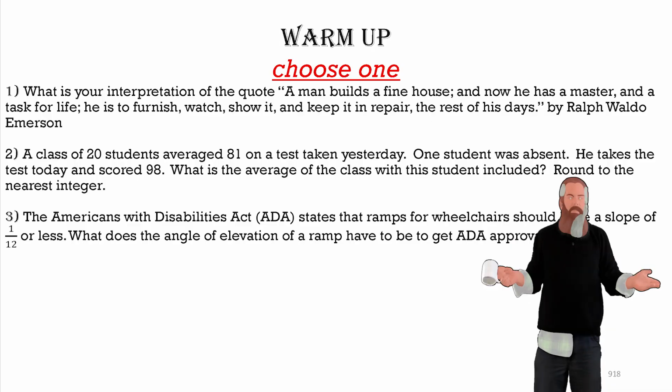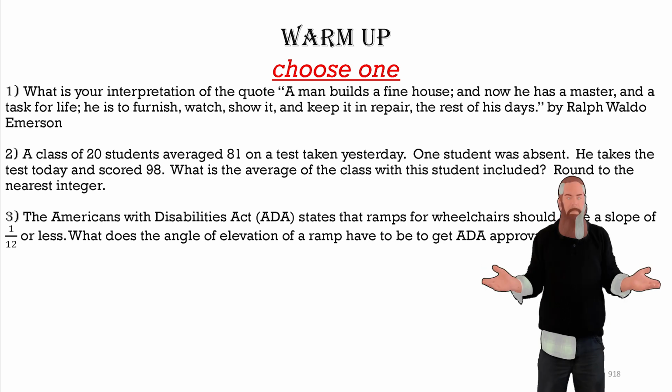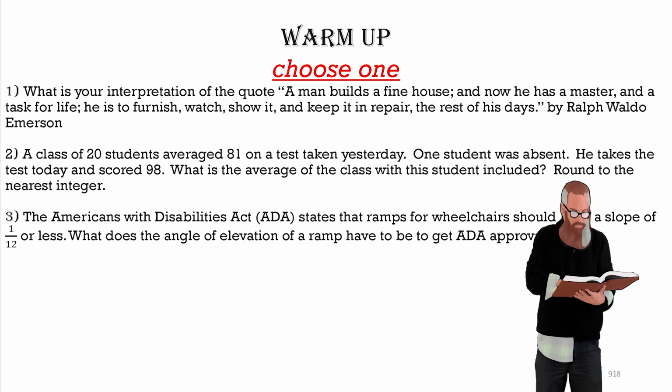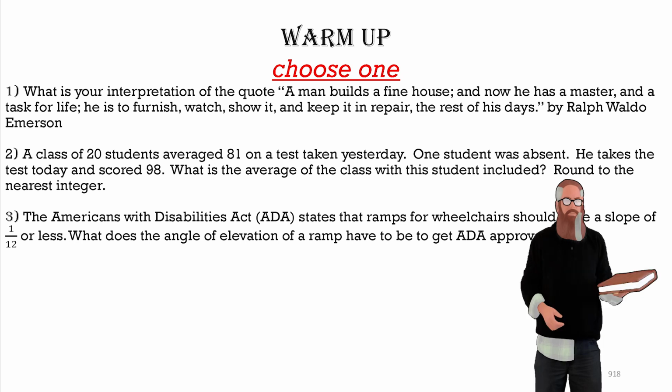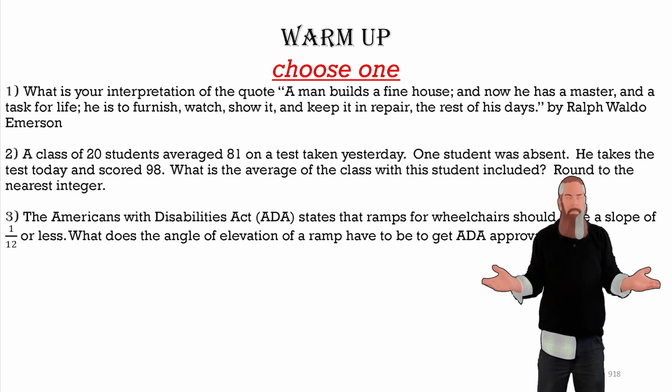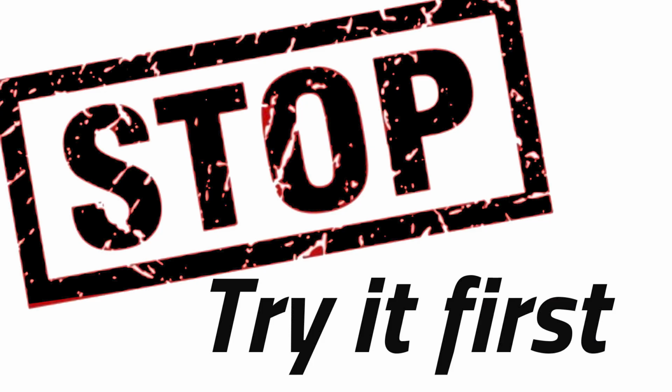Now, let's take a look at a problem that you will be able to do by the end of this lesson. The Americans with Disabilities Act, or ADA, states that ramps for wheelchairs should have a slope of 1/12 or less. What does the angle of elevation of a ramp have to be to get ADA approval?